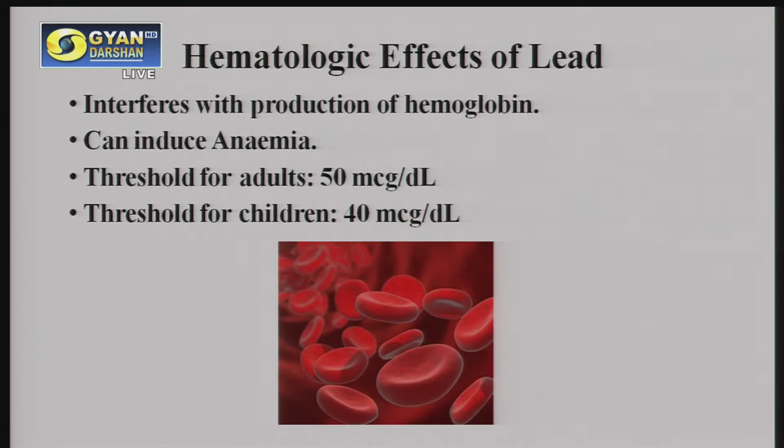In the blood, it's very important, because anemia is a very common symptom of lead poisoning, as lead is involved in the hemoglobin pathway. The threshold for adults is 50 microgram per deciliter, and in children it can be seen even at 40 microgram per deciliter. Lead inhibits two enzymes, aldehyde dehydratase and ferrochelatase, so it leads to anemia. This is an extremely important sign and symptom that we study in medicine to check for lead toxicity.